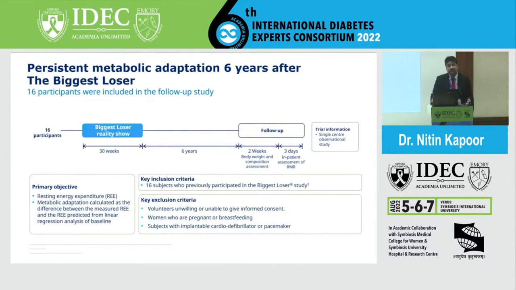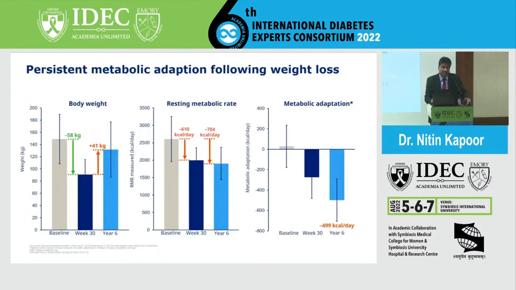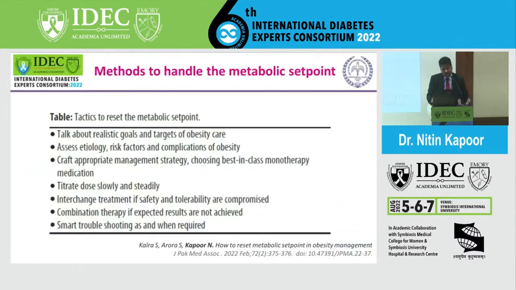I think the biggest data comes from this famous reality show in the US, The Biggest Loser. When we follow up these patients, not only for a few months, but even for 6 years, we clearly realize that as people lose a lot of weight, their metabolic set point works in the opposite direction. What you see in this slide is that the resting metabolic rate is much lower. So the amount of energy they expend after losing weight is much lower. And there are several ways in which you can tackle the set point to prevent weight regain.